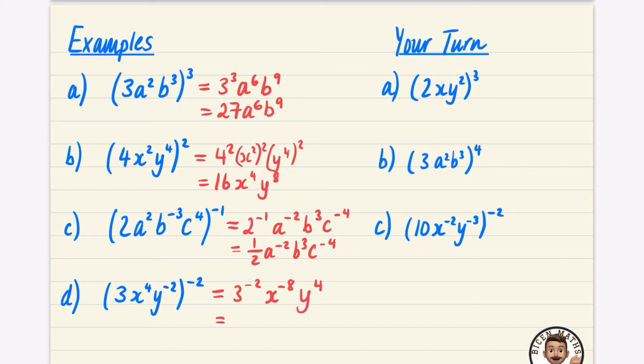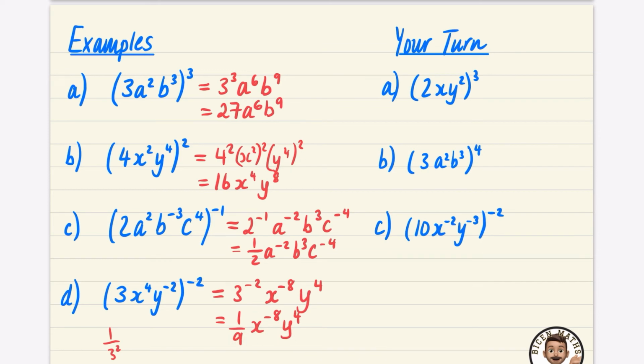So 3 to the power of minus 2, that's 1 over 3 squared, which is 1 over 9. So it's 1 over 9, x to the minus 8, y to the 4. And like I just said here, in the next video we're going to learn how to write these things in a slightly different way, but for now I'm kind of happy to leave them.